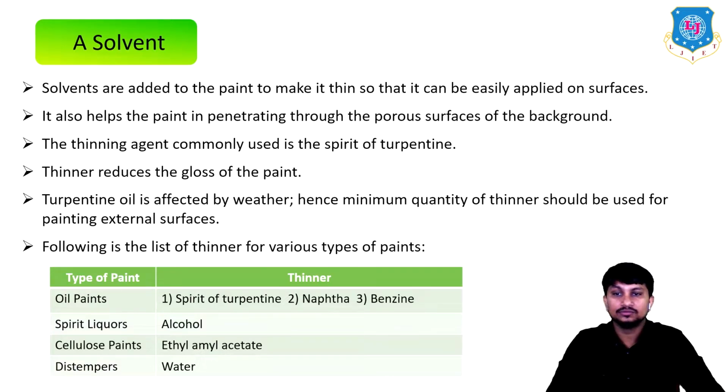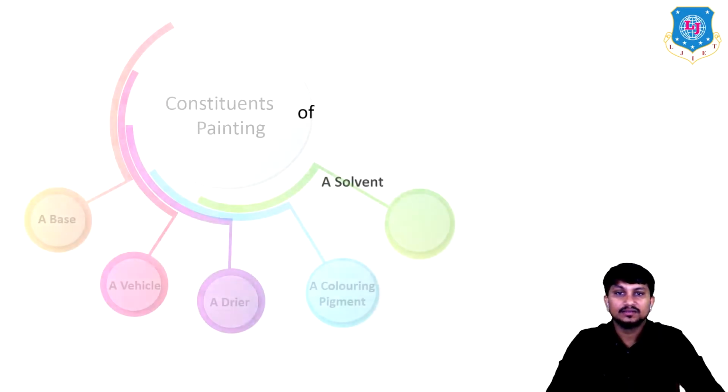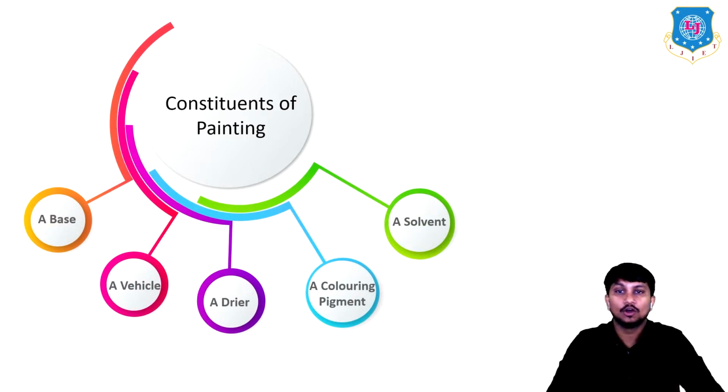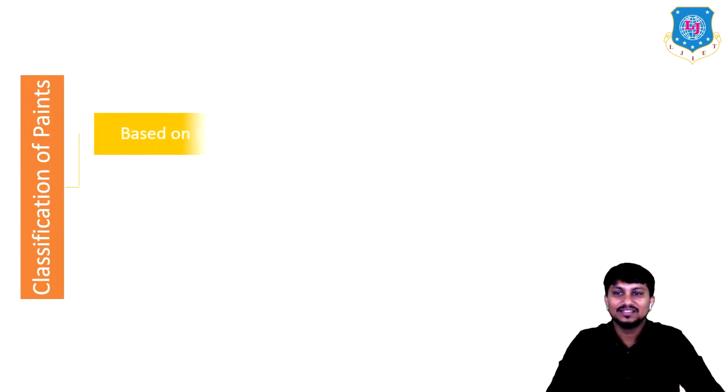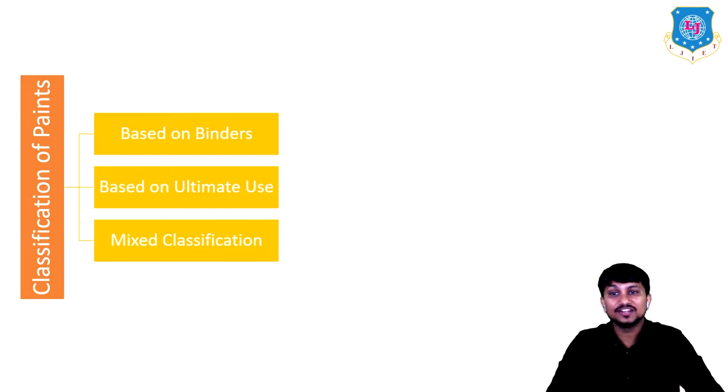Okay, and if you use a distemper type of paint, you can use water as a thinner. So these are the various types of paint and the required thinner material. That's all about the various constituents of painting. Now let's see the classification of paints.